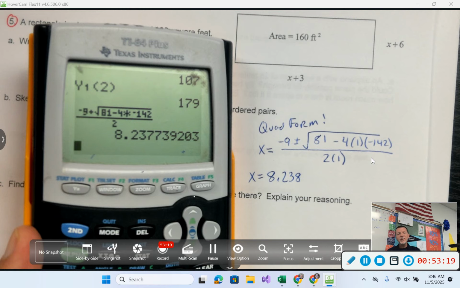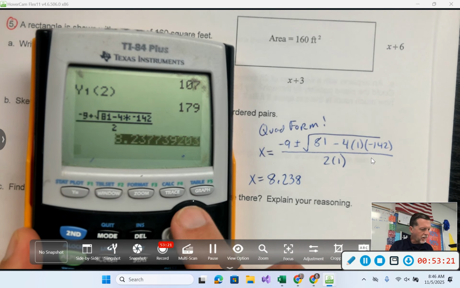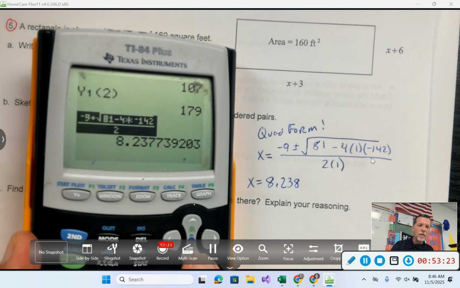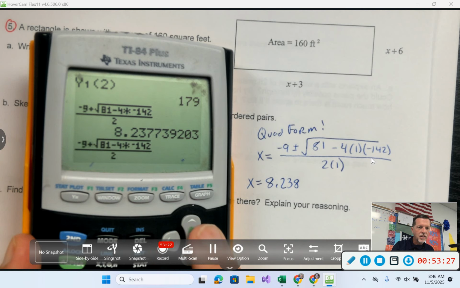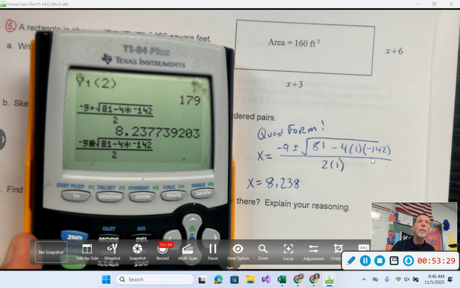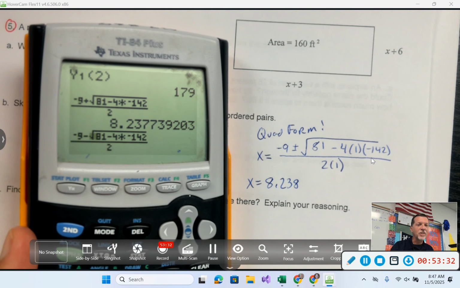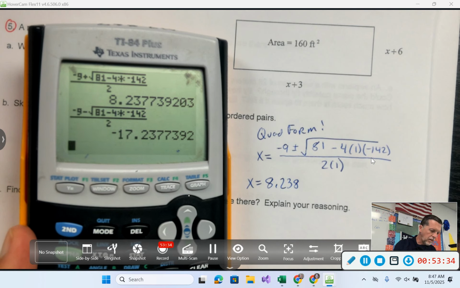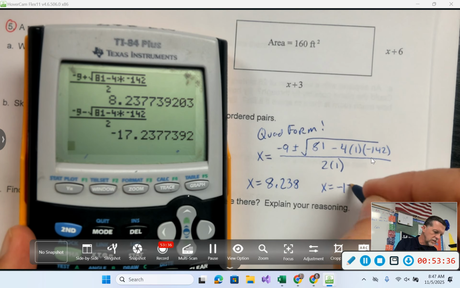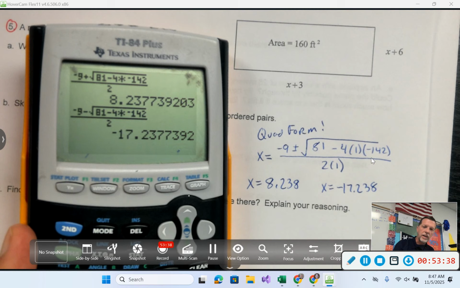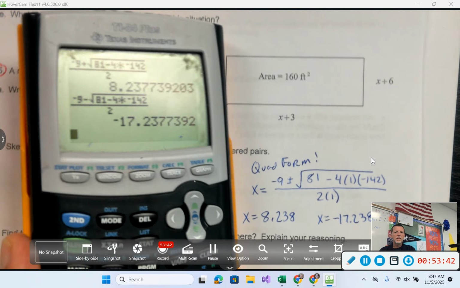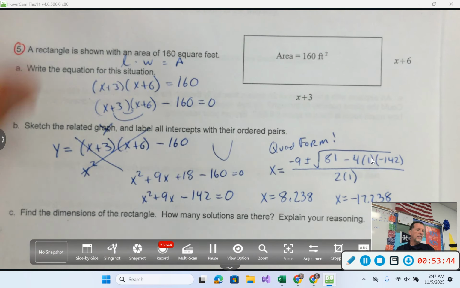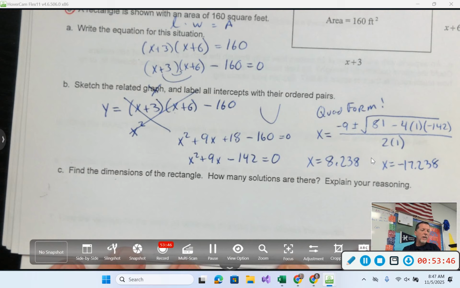But there's another answer. And the easy way to get there is just go grab that first statement and change the plus to a minus. A minus sign, though, not a negative sign. Those are different. Negative 17.238. That gives us the x. That solved the equation. Now I know what x is.